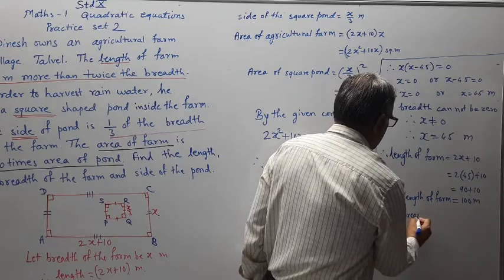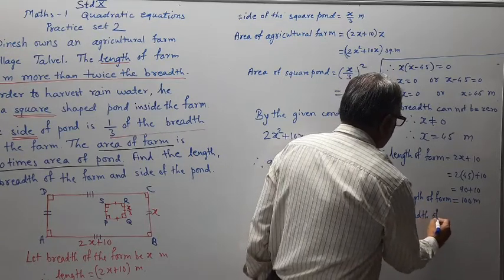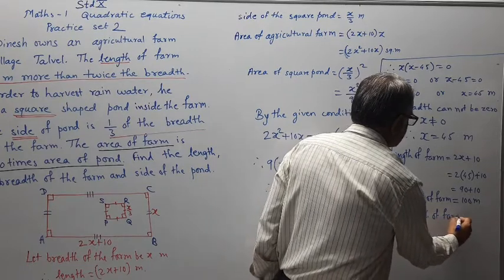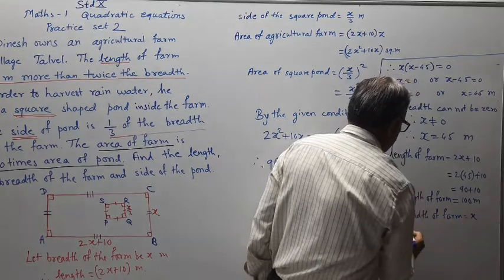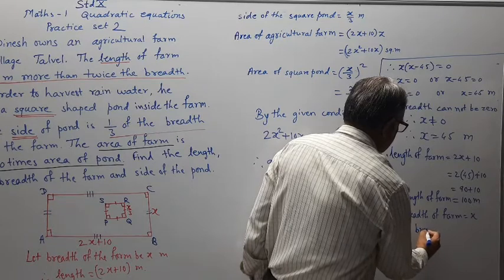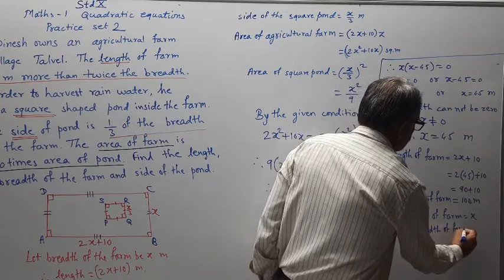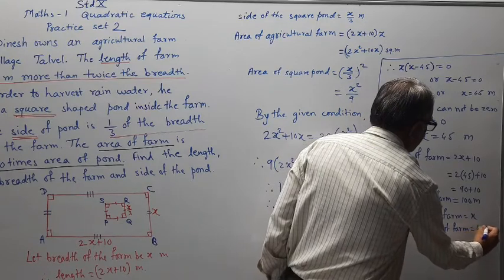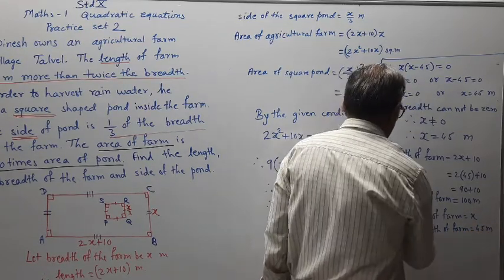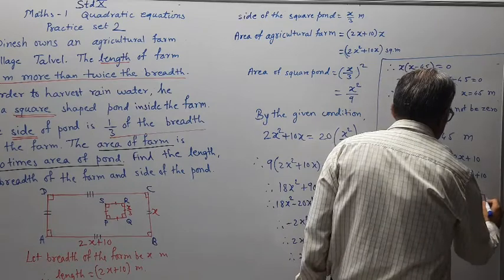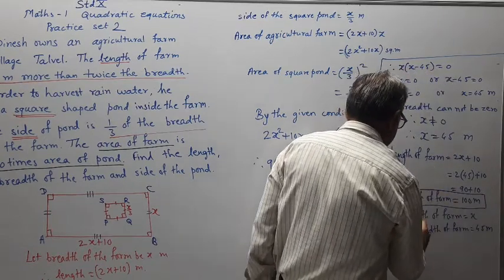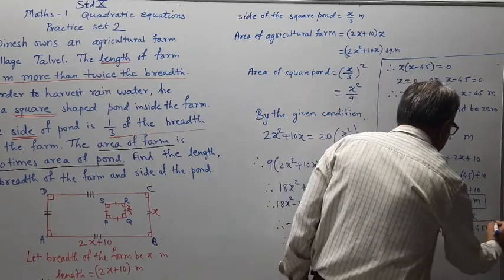Breadth of farm equal to x. Therefore, breadth of farm equal to x means 45 meter. First answer. Second answer.